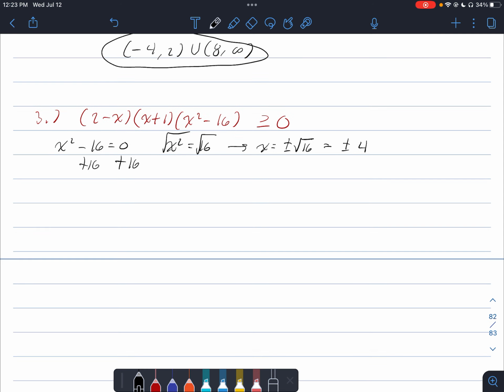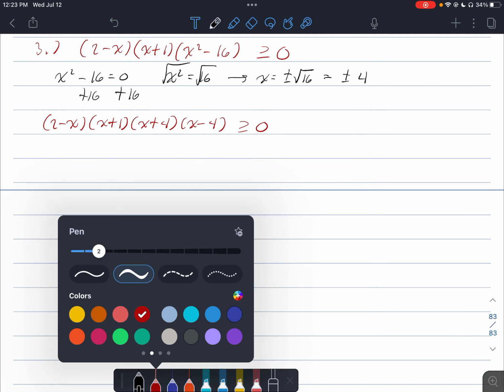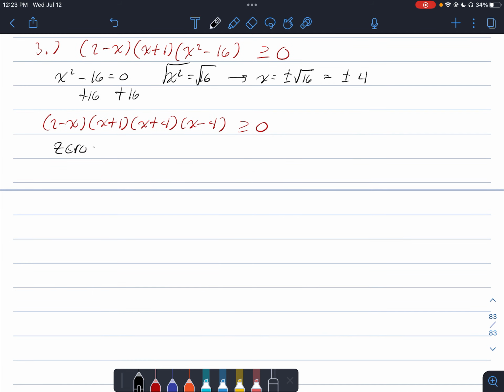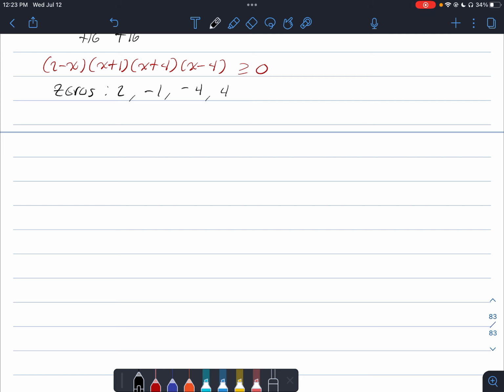So really this polynomial can be written as 2 minus x times x plus 1 times x plus 4 times x minus 4. We want this to be greater than or equal to 0. So let's look at how this divides up the number line. Let's write out our zeros. Our zeros are going to be 2, since if we plug in 2 for 2 minus x, we get a 0. We'll have negative 1, negative 4, and 4. Since there's 4 of them, this is going to divide up our number line into 5 intervals.